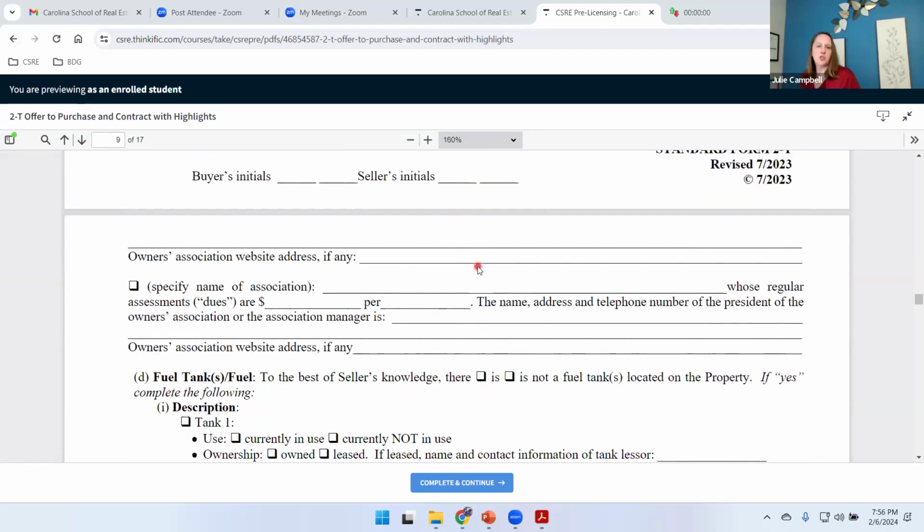Some places have two owners associations. It might be you have the required owners association, and then there's an optional association for the pool, for example. So we're just providing the buyer with the information.